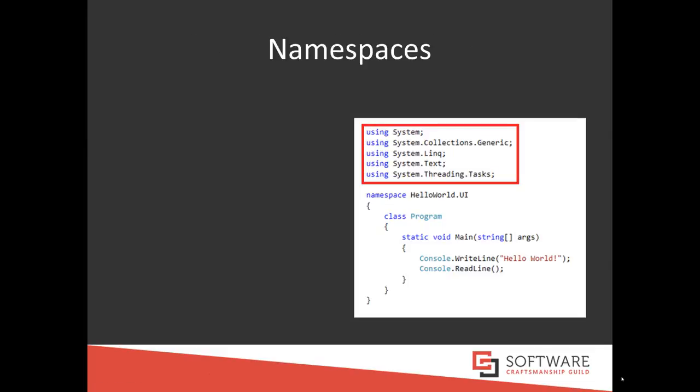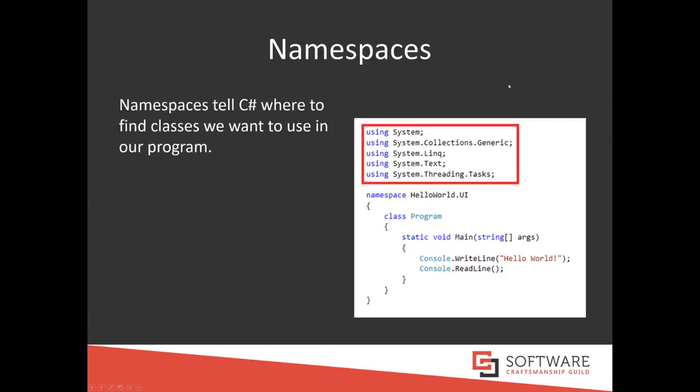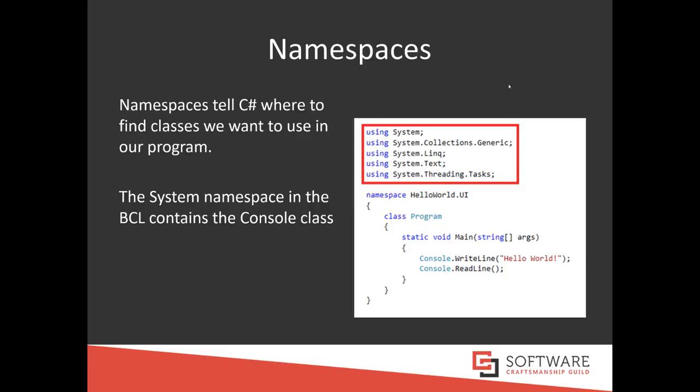So let's begin by looking at the top of our file. We'll see here a bunch of using statements. These statements denote namespaces. And namespaces are a way in C# that we separate code into groups. They tell C# where to find classes that we want to use in our program. The namespace that's most important in our program is the system namespace. System is where the console class lives. So if we want to use console to read and write, we have to include the system namespace. So using system allows that match to happen.